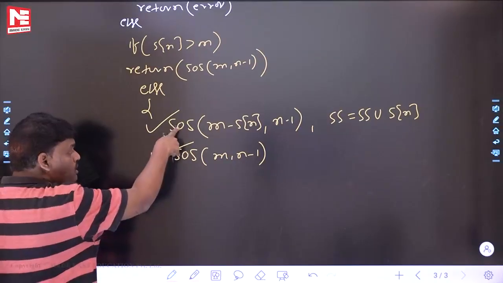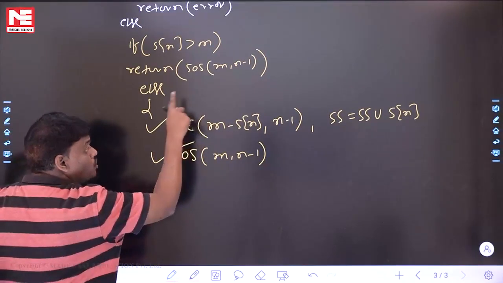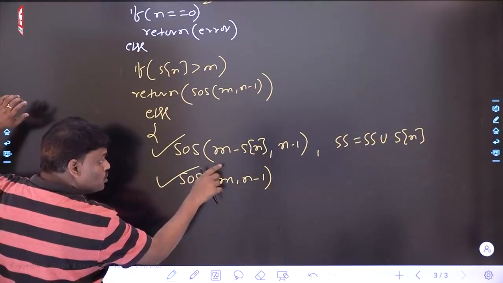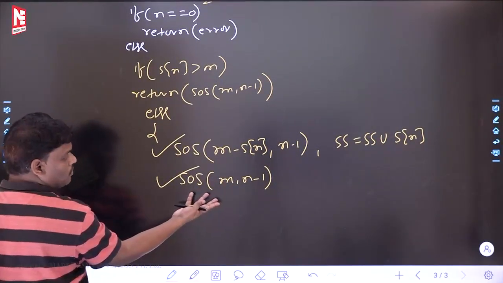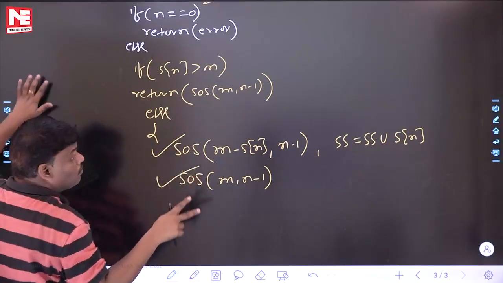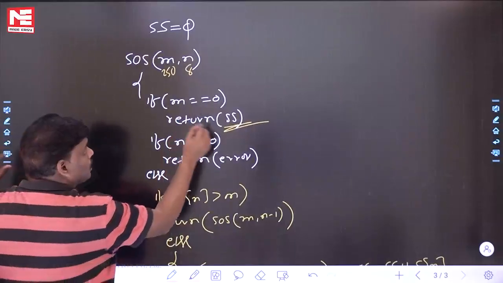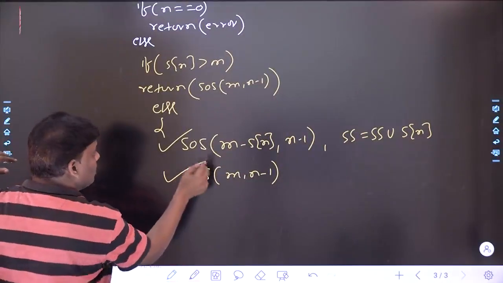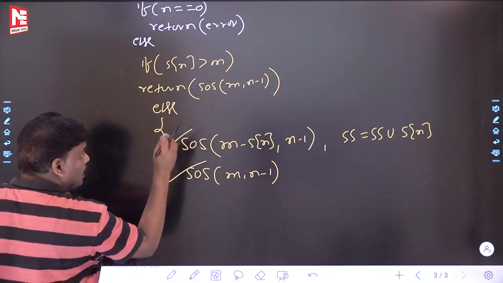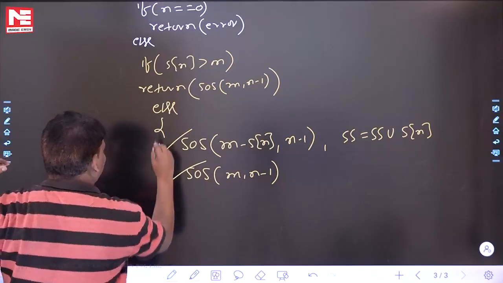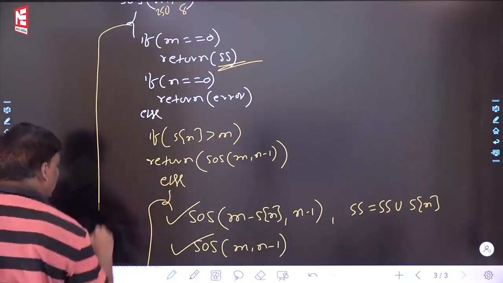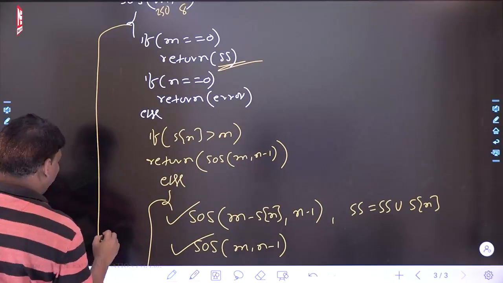In these two, who is the answer? Who will make m value 0? That will be the answer. Suppose I am doing this one, m value 0, then this will be the answer. If not, this will be the answer. Whoever makes m value 0, at that time whatever ss is there, please return. Whichever makes m as 0, that will be the answer. Roughly I have written the program. Please be careful.